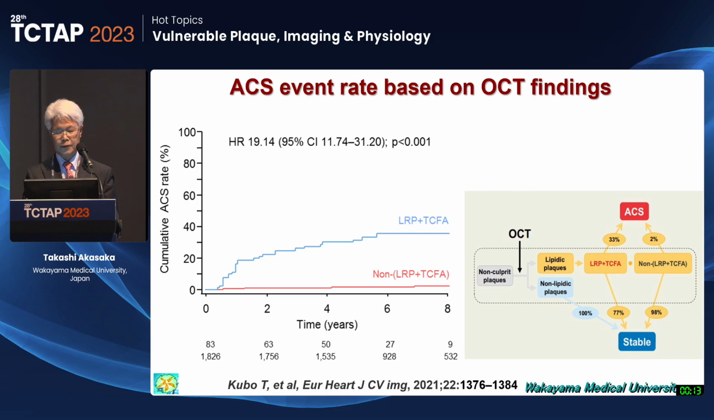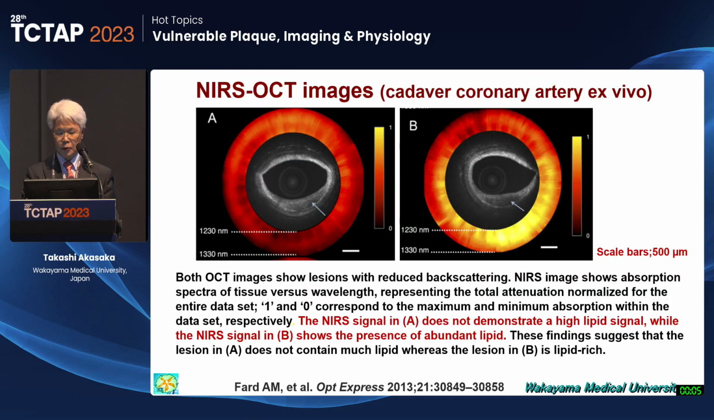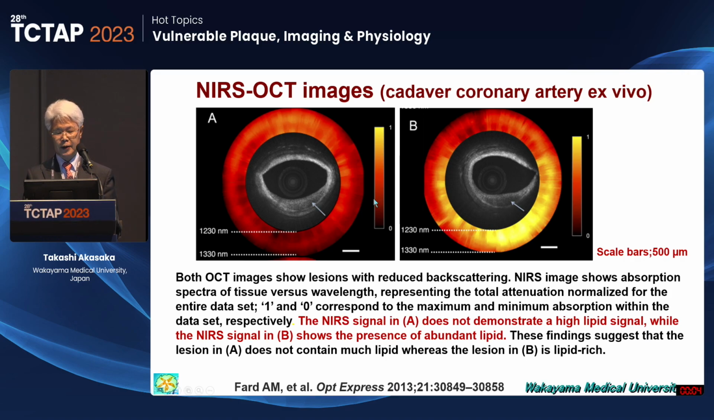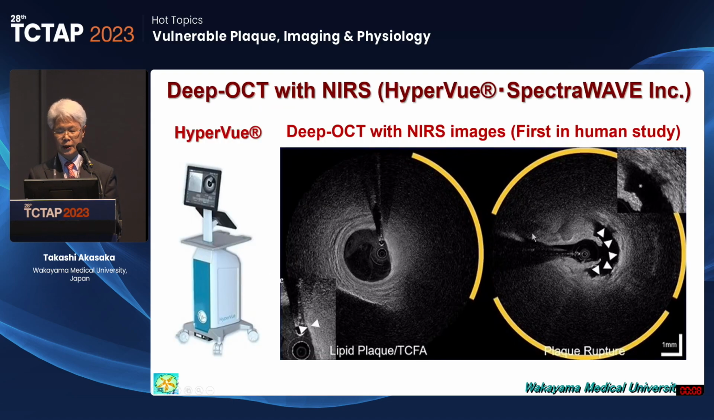Kubo, right? If the OCT demonstrates lipid-rich plaque and thin-cap fibroatheroma, the prognosis is poor. Therefore, combined modality should be ideal. This was already proposed, reported in 2013, right? OCT demonstrates similar findings, but the right-hand side demonstrates lipid-rich plaque, so we can differentiate.